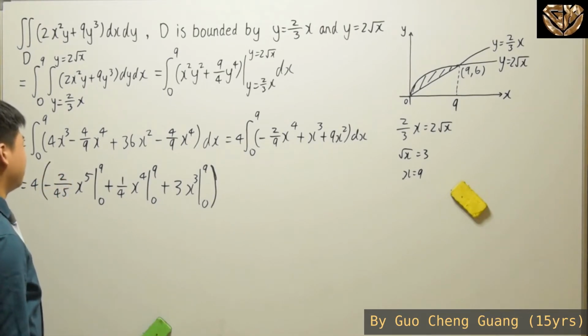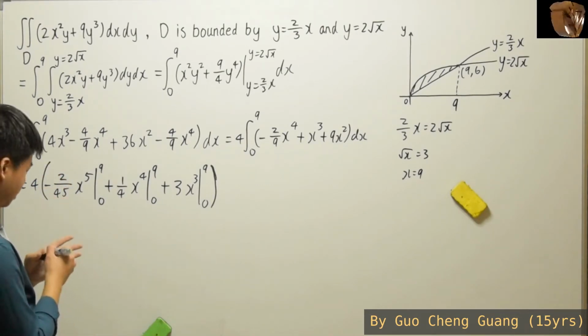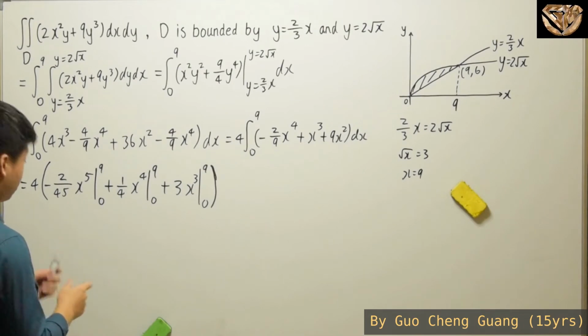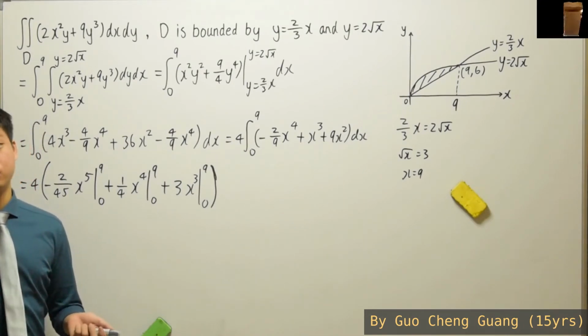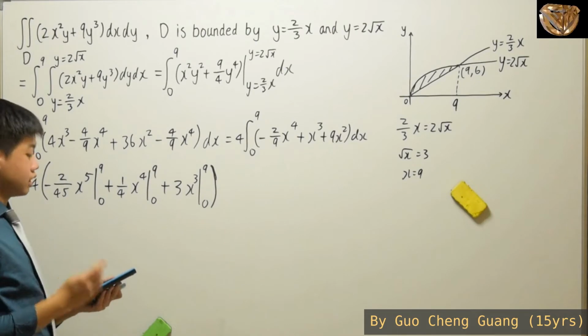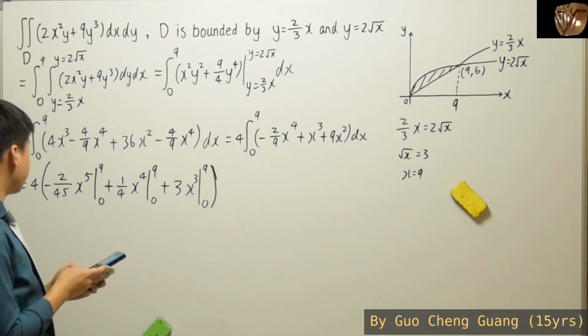Well, of course, something like 9 to the power of 5 might be a little too complicated for us to solve by hand right now. So, of course, again, you can choose to use a calculator in order to solve whatever you have, alright?